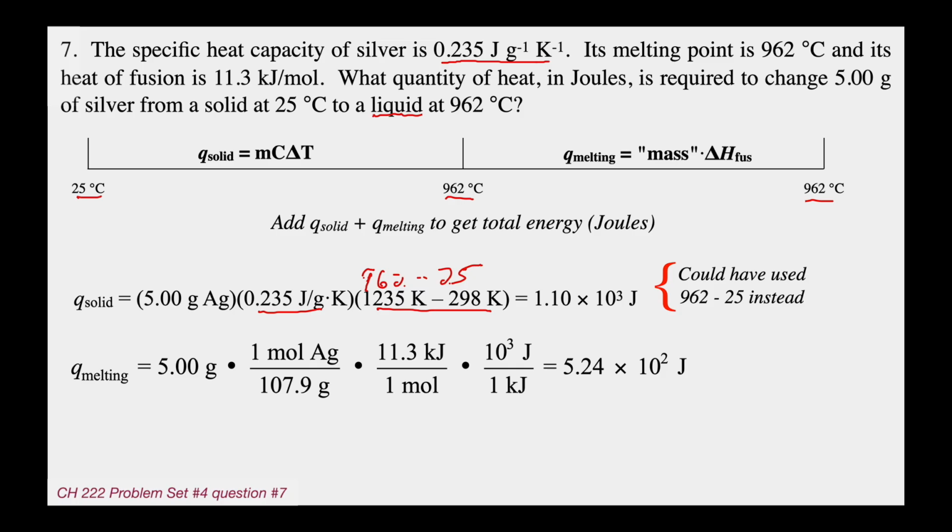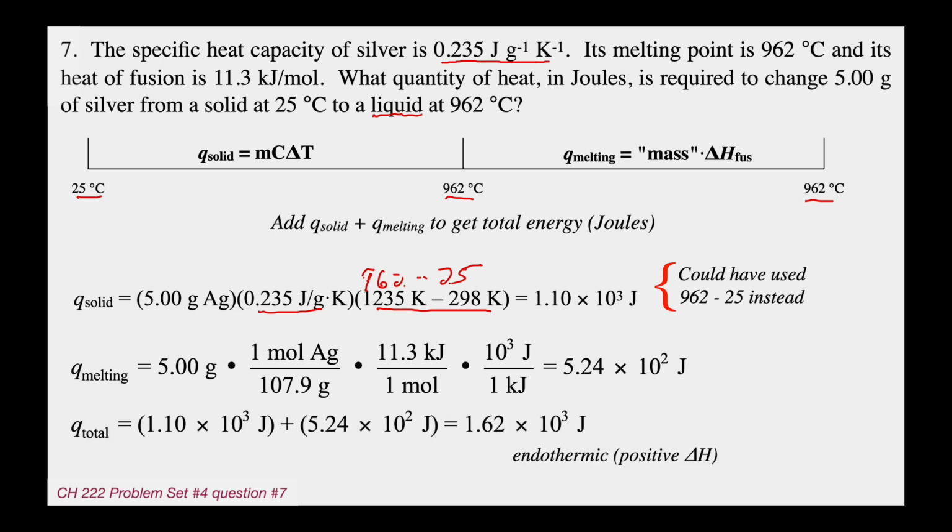Now, because the first number was in joules, I'm going to turn the kilojoules back into joules. I'm going to multiply by 1,000 joules per kilojoule, and you can see it's 5.24 times 10 to the second joules. So the first number, Q solid, was the energy to heat the solid to the melting point. And then Q melting, that number there, is the energy required to actually turn the solid silver into a liquid. So the total energy change will just be the sum of those two numbers, and that comes out to be 1.62 times 10 to the third joules.